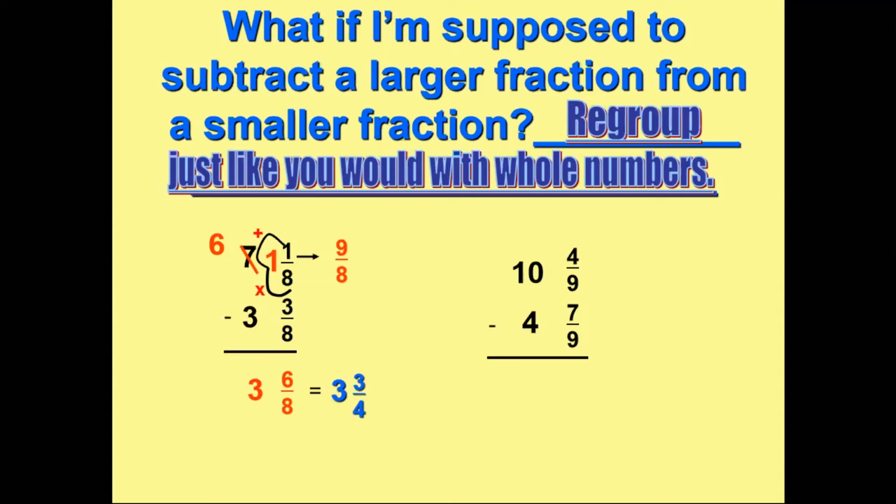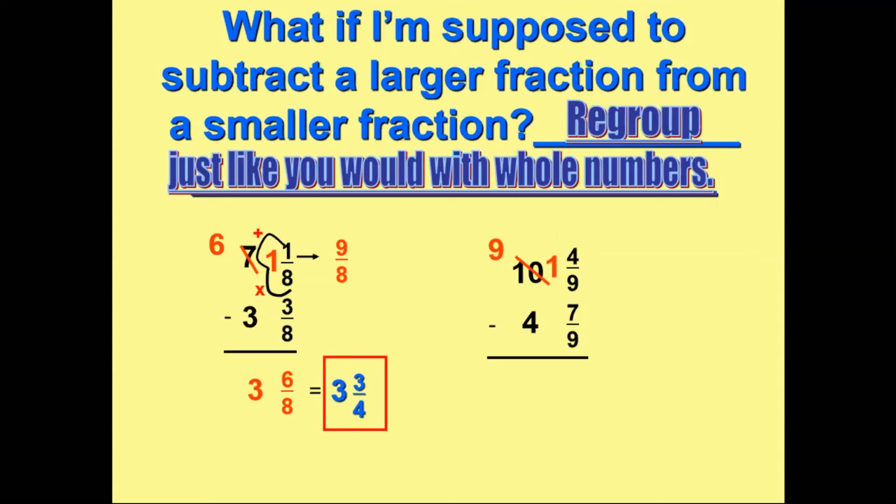How about another one? So look at this. The top number is 4 of your mixed fraction, and the second mixed fraction is 7. So 4 is lower than 7. So you need to borrow from your whole number. So 10 will be 9. And then you have to put the 1 on the other side, so that you have 1 and 4 ninths.